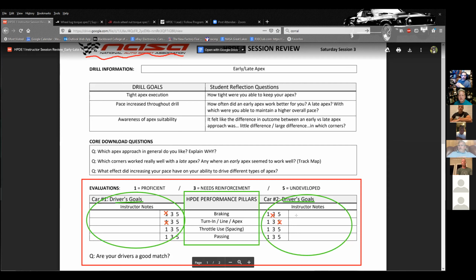A 2 and a 3 driver, usually you can manage it. A 1 and a 2 driver, you can manage it. A 1 and a 3 driver, very difficult. That's a challenge, and we should know about it. We'll help you out. We'll figure something out.